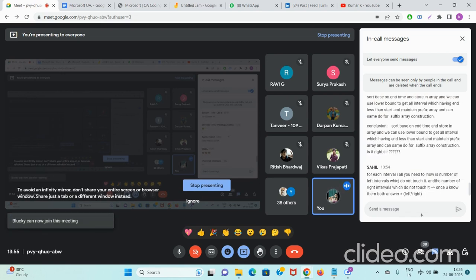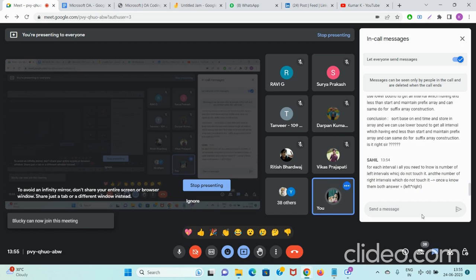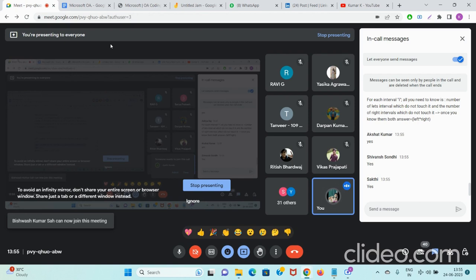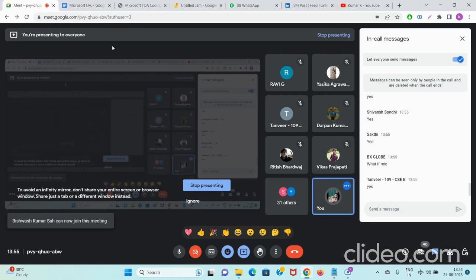Nice. Guys, please, 5 people write yes in the chat if this algorithm is clear to everyone. All we have to do is, for each interval, find the left, find the right. Answer will be answer plus left into right. 5 people write yes, so we can go towards how to do that. How to find that left and right.